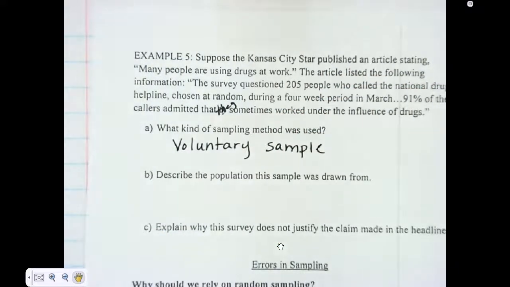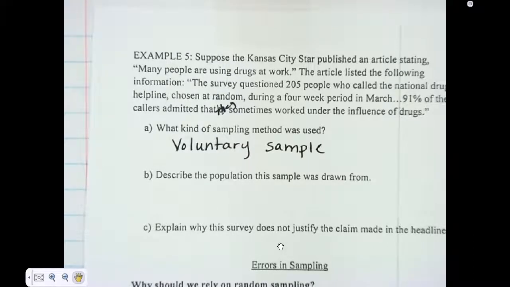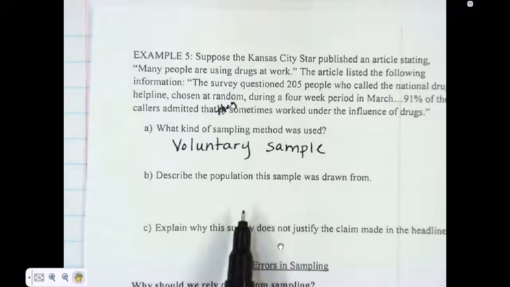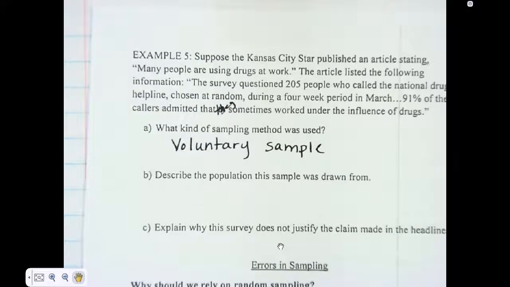Okay. Now for part B, describe the population this sample was drawn from. So, they published the article, so where they got this from, I want you to think about that, and I want you to describe your population. Okay, this will be another thing we'll go over in class. We spent some time on that, so go ahead and see if you can do it, and after those exit tickets, I want to make sure you can get that done.